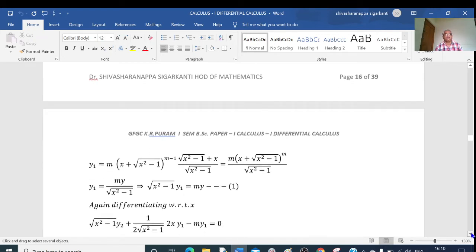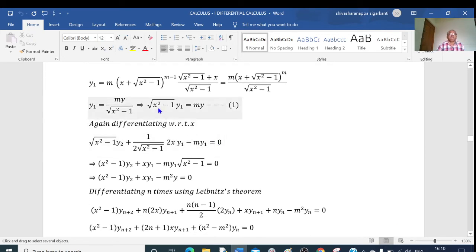Again differentiating this with respect to x. Left hand side I have to apply the product rule. First function root of x² − 1 into derivative of y1, which is y2, plus second function y1 into the derivative of root of x² − 1, which is 1 by 2 root of x² − 1 into the derivative of x² − 1, which is 2x. Here I can cancel 2 and 2. Equal to my is there. If I write this in the left hand side, this will be minus m into y1.